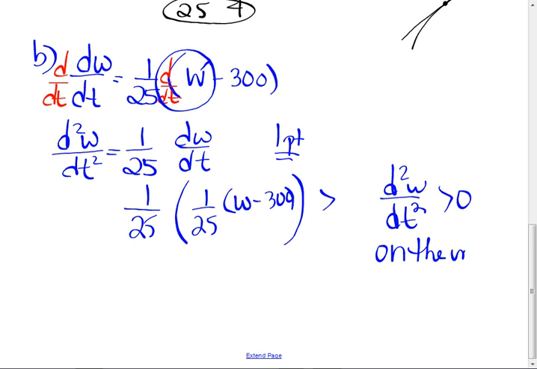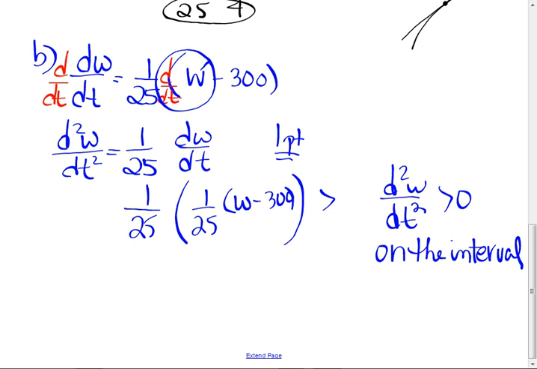Now I'm going to get pickier. Maybe I wasn't as picky during the school year, but I'm going to get pickier now. You have to say it's positive on the interval, because it's not just at 1/4. It is positive the entire time, because w is bigger than 300. So then it's an underestimate.